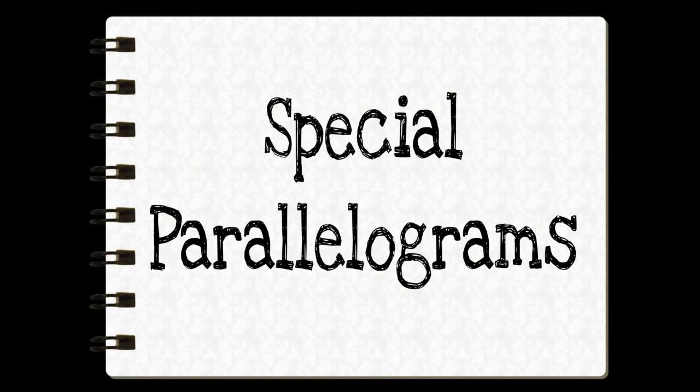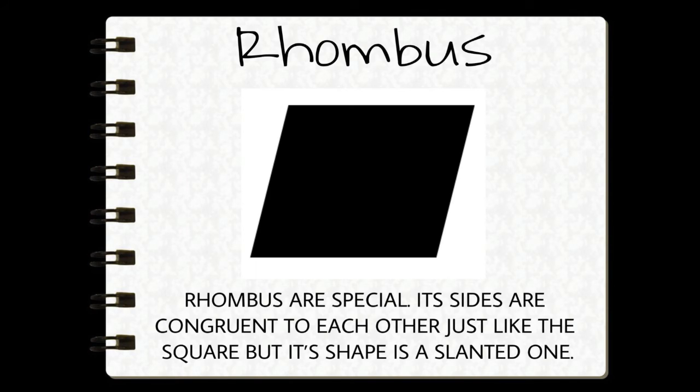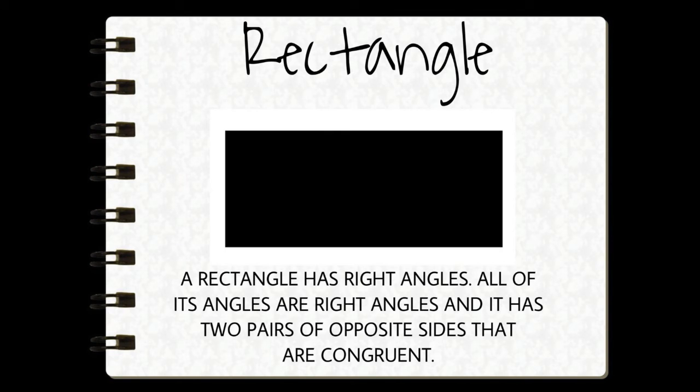that are congruent. Rhombus. Rhombuses are special. Its sides are congruent to each other, just like the square, but its shape is a slanted one. Rectangles. A rectangle has right angles. All of its angles are right angles and it has two pairs of opposite sides that are congruent.